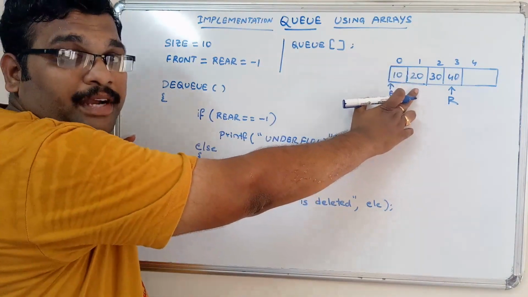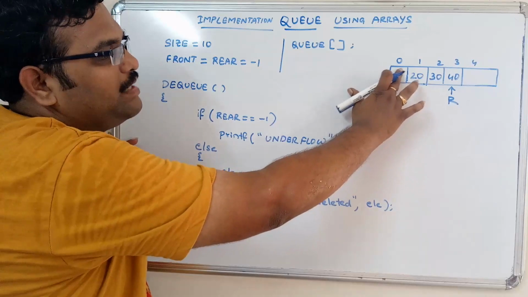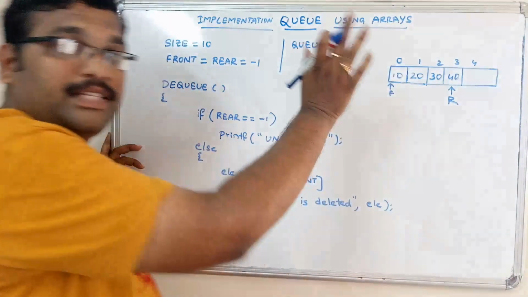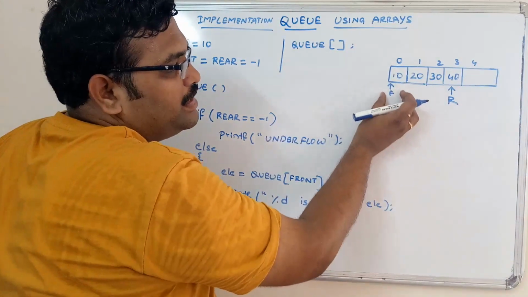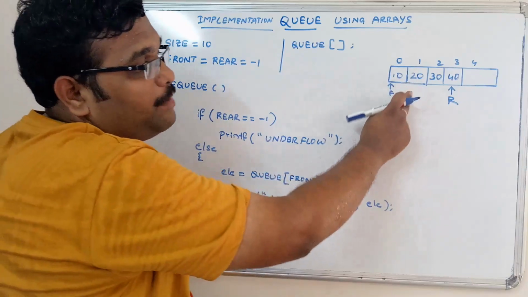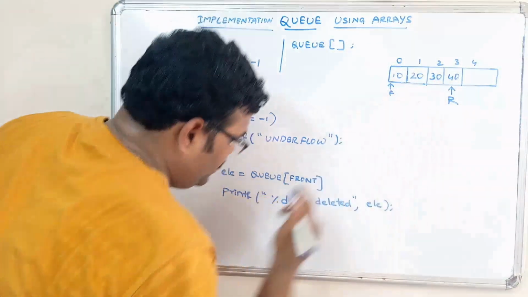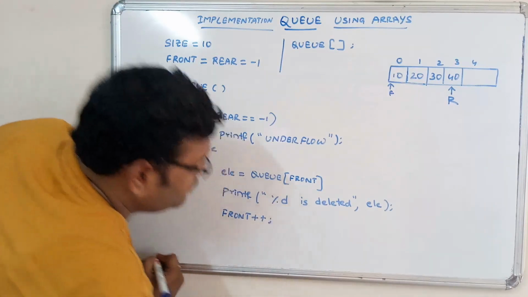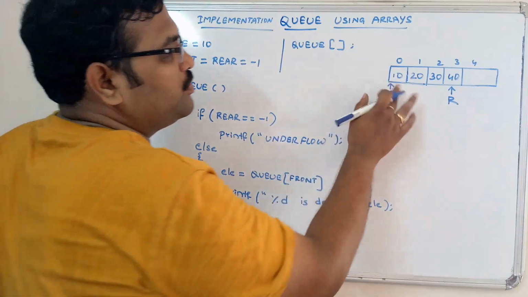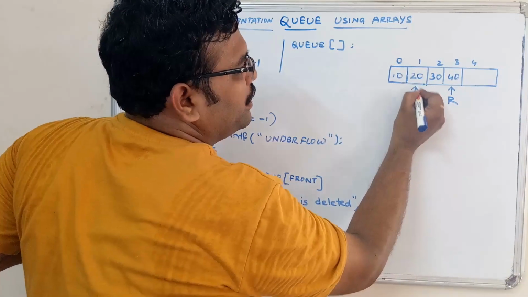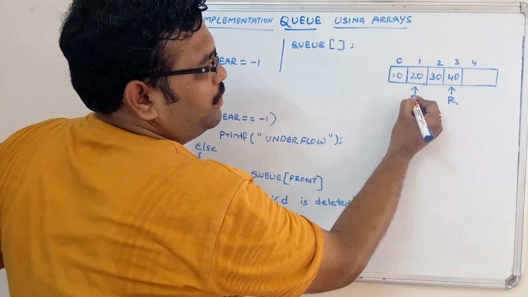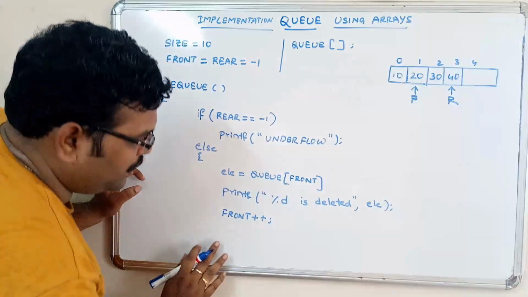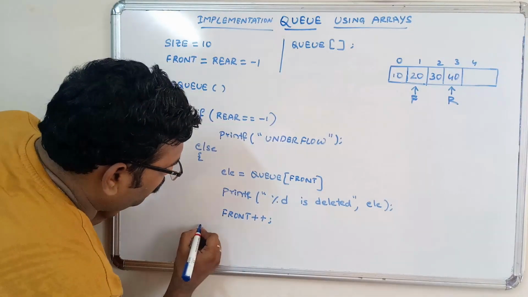So 20 is the first element. So we have deleted the 10. So deletion means just we are pointing towards another one, right? So the memory will be same. We are not freeing the memory, right? So now the first element of the queue is 20. So we need to update the front. So front plus plus, front plus plus. So front will be moved to here now, right? Okay, then close.